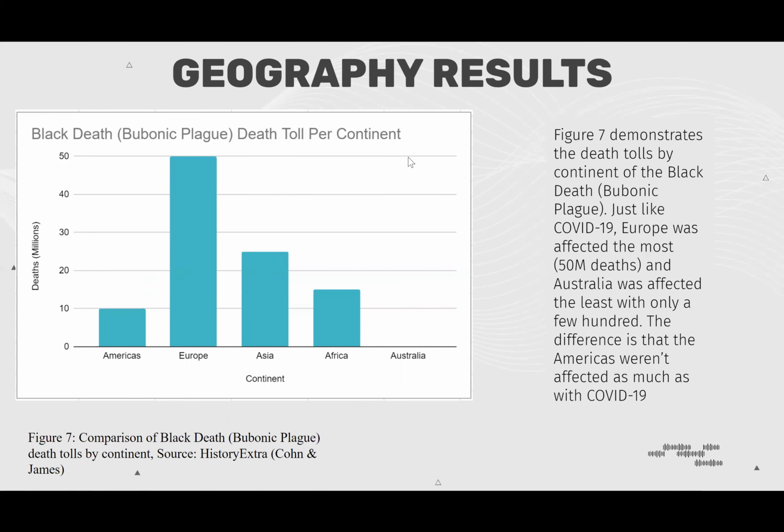Figure 7 demonstrates death tolls by continent of the Black Death, or the bubonic plague. Just like COVID-19, Europe was affected the most with 50 million deaths, and Australia was affected the least with only a few hundred. The difference is that the Americas weren't affected as much as with COVID-19.